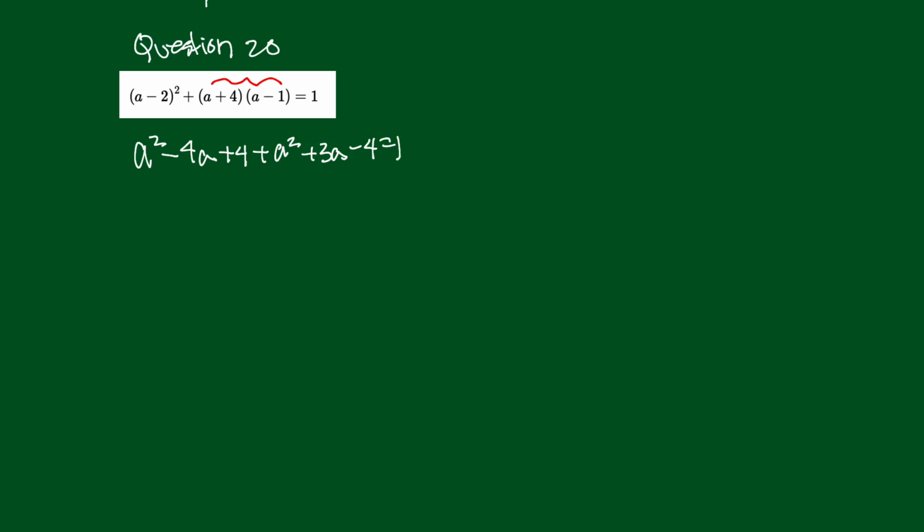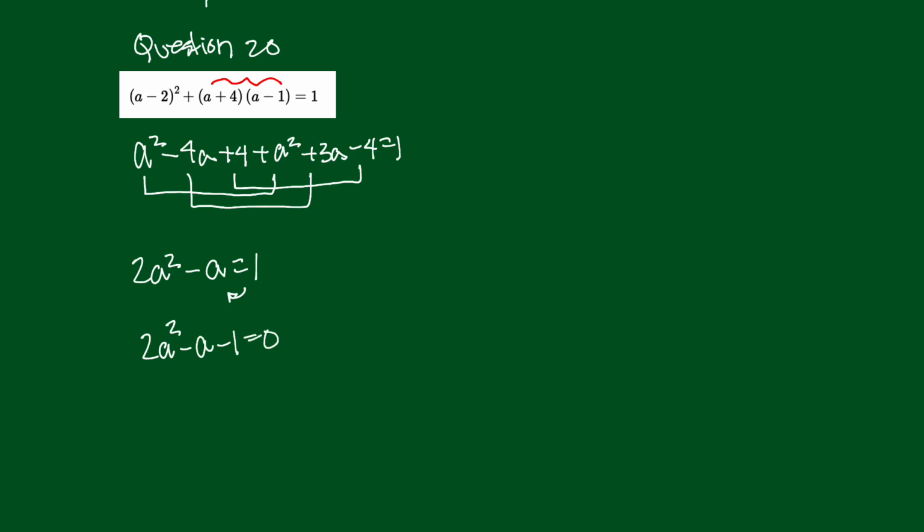Let's fix up the left side here. Here's what we got. A squared plus a squared. I got 2a squareds. Negative 4a plus 3a is negative a. And then 4 minus 4. Oh, that's nice. 4 minus 4 is just gone, so that's a 0. That's equal to 1. This is quadratic. Let's get the 1 on this side. So subtract 1. 2a squared minus a minus 1 equals 0.